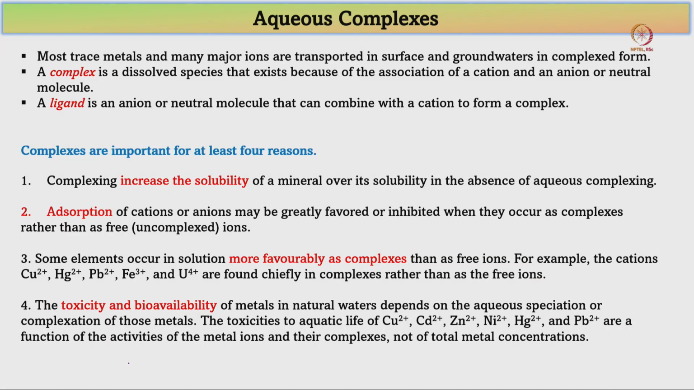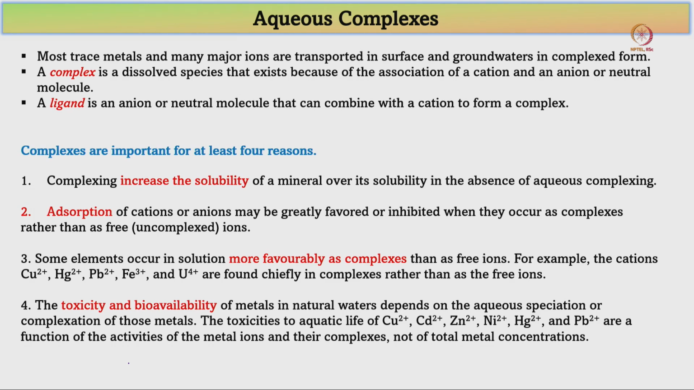For example, most heavy metals, toxic metals like copper, mercury, lead, even redox sensitive metals like iron and uranium, are found chiefly in complexes rather than as free ions. Okay. The toxicity and bioavailability of metals in natural waters depends on the aqueous speciation or complexation of these metals, and the toxicities to aquatic life for copper, cadmium, zinc, nickel, mercury and lead are a function of the activities of the metal ions and their complexes and not of the total metal concentrations.